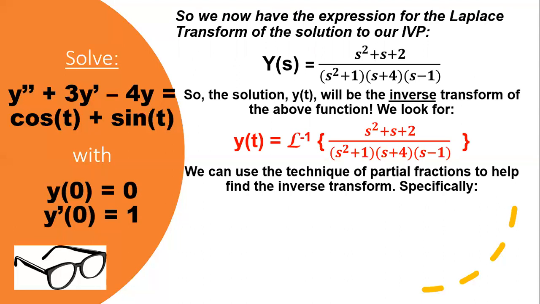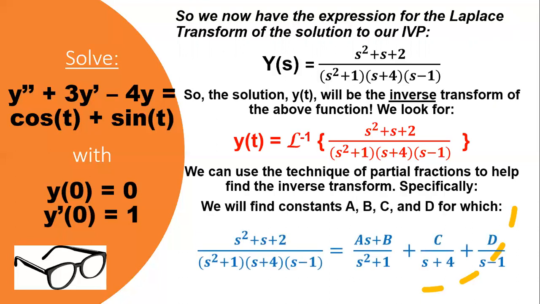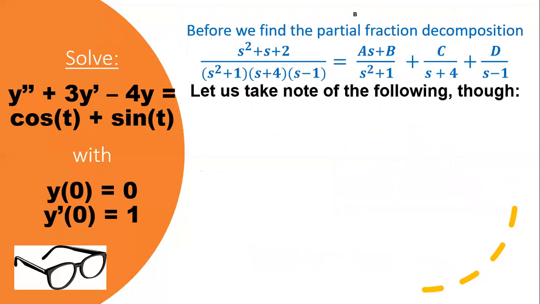Now that rational expression, of course, can be broken down using partial fractions. Our theory of partial fractions tells us that that rational expression should be able to be written as (as plus b) over s squared plus 1, because that piece has an irreducible quadratic, plus c over s plus 4, a linear term, plus d over s minus 1. Partial fractions tells us that we can write that rational expression in that form, that sum of simpler fractions. Our solution will be the inverse transform of those three fractions.